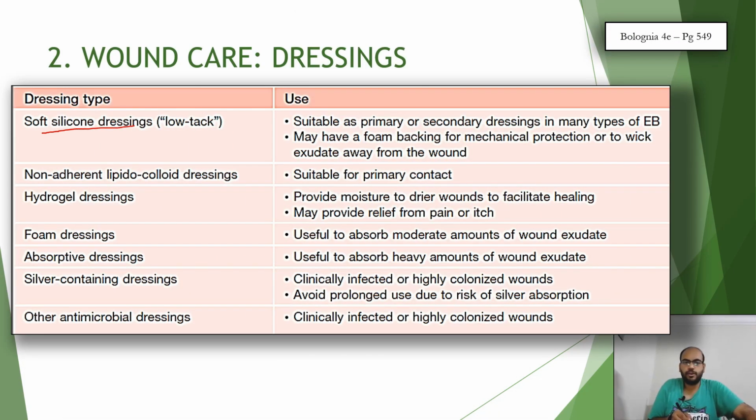Other dressings like soft silicone dressings or non-adherent lipocolloid dressings, hydrogel dressings, can even provide moisture if the wounds are dry. Foam dressings absorb the amount of wound exudate. Absorptive dressings do the same function. Silver containing dressings we have discussed, it decreases the chances of infection. Other antimicrobial dressings can be used if the wound is already infected. In private practice, we routinely use these kinds of dressings to manage chronic non-healing ulcers or post-surgery wounds. Okay, but these are a boon for an EB child.